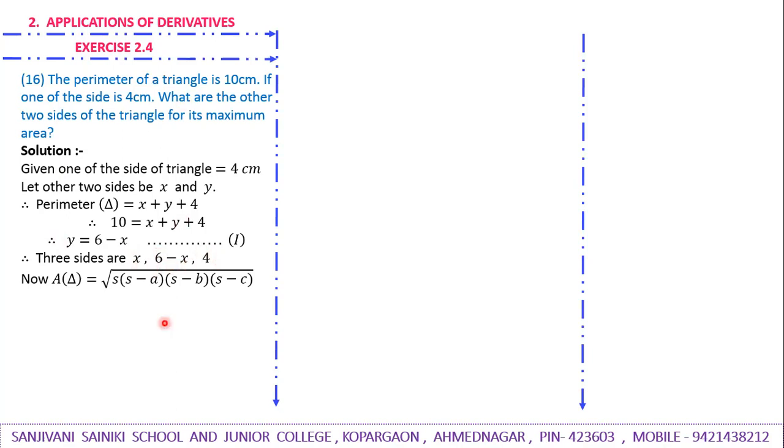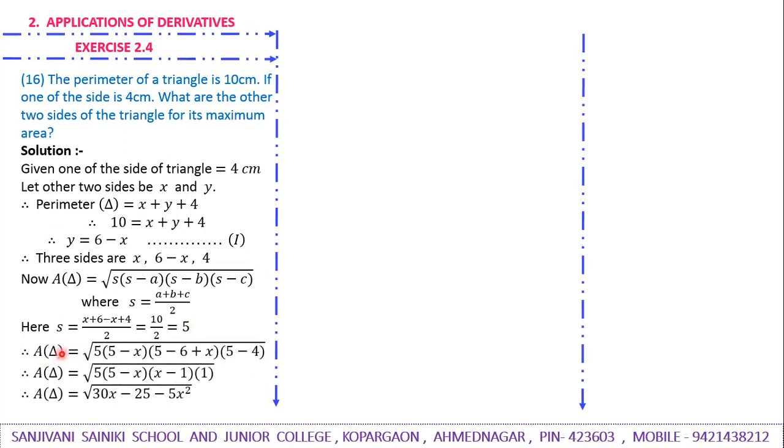Now what is the area of the triangle? This is Heron's formula to find the area of the triangle, where s is the half perimeter, a plus b plus c upon 2, where a, b, c are the sides of the triangle. So s is x plus 6 minus x plus 4 over 2, so you get 5. The half perimeter of the triangle is 5. So the area of the triangle is root of 5 times 5 minus x, 5 minus 6 plus x, 5 minus 4. So 5 times 5 minus x, x minus 1, and into 1. So 30x minus 25 minus 5x square. After simplifying, you get the function of the area.